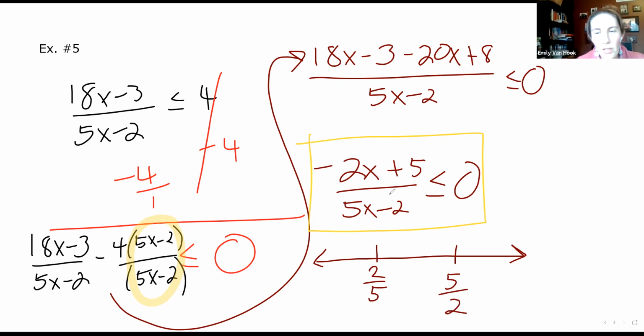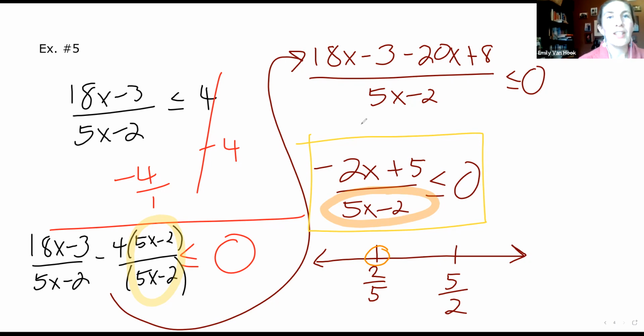I know it's confusing that there's a bunch of 5s and 2s here, so let me highlight so you can see where each one came from. The denominator, when you set that equal to 0, 5x minus 2 equals 0. Again, add 2, divide by 5. That's where I got the 2/5. We cannot include that because the denominator cannot equal 0, so I'm leaving that as an open circle.